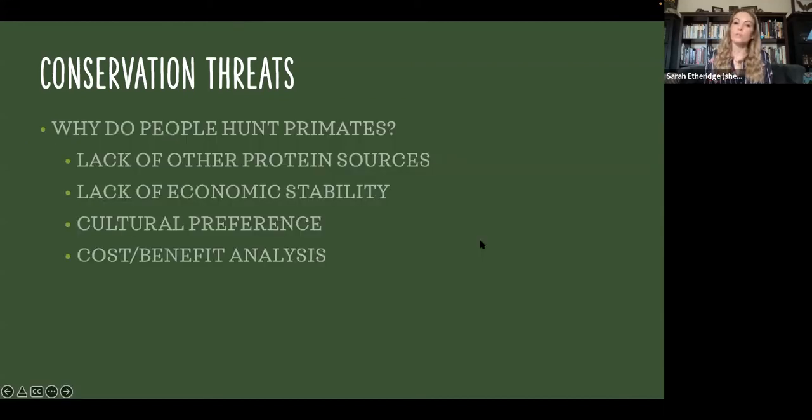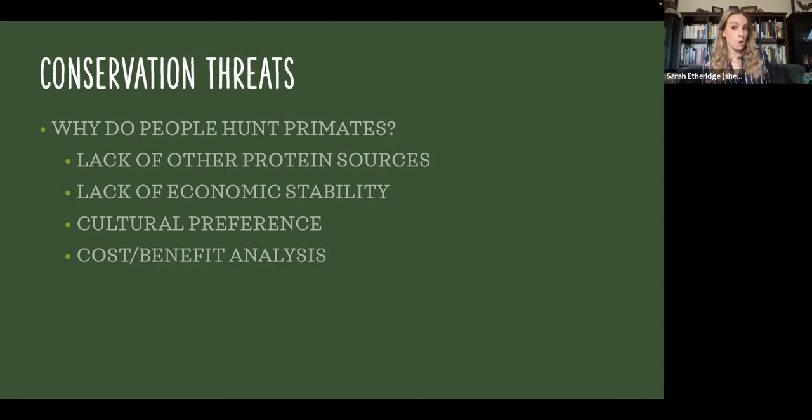So why in the world do people hunt primates? Well, number one, sometimes they don't have any other protein source. We also have to remember that in the areas where I worked, in the areas where bushmeat hunting is such a problem, there's not a lot of infrastructure. It's not the same world we live in over here. They can't just go down to the grocery store or go down to McDonald's and get some food. They are living off of nature. And so they don't have any other options.